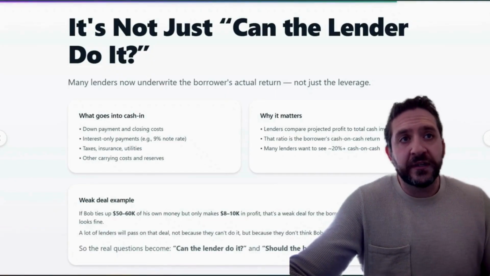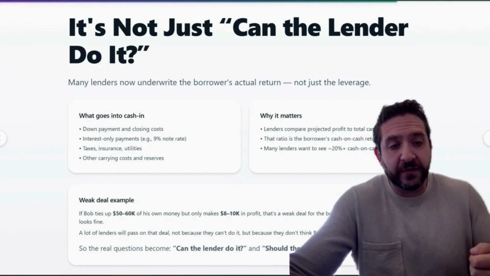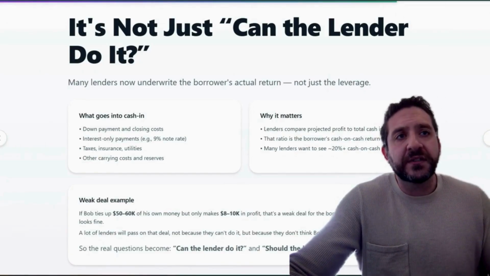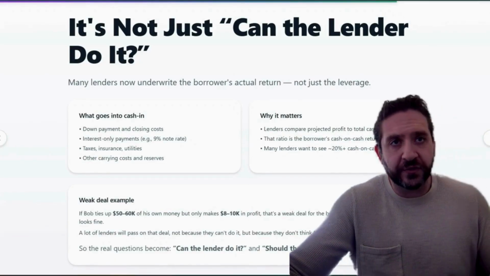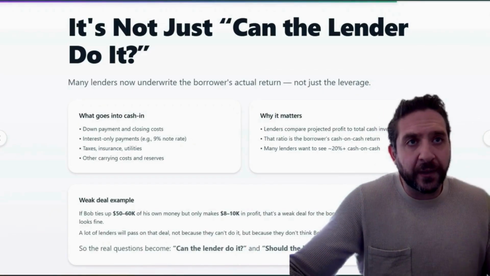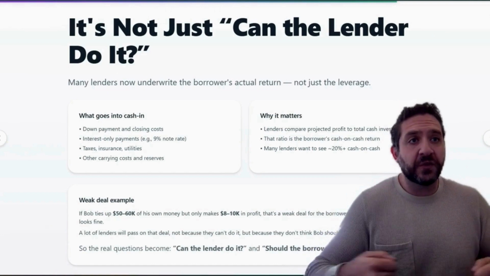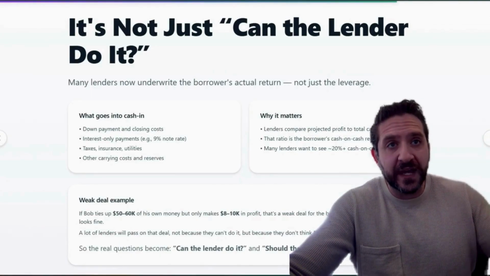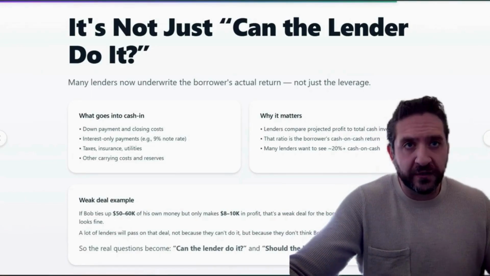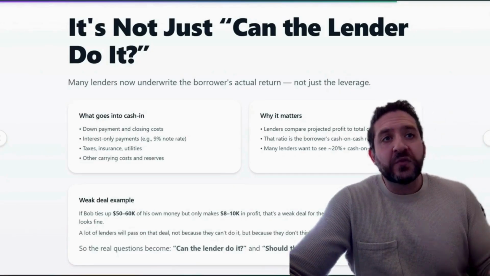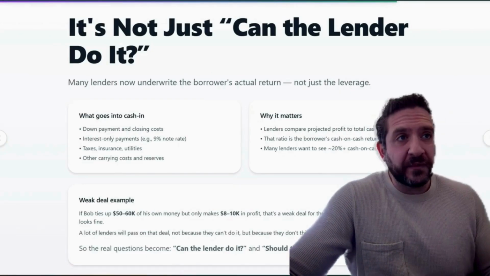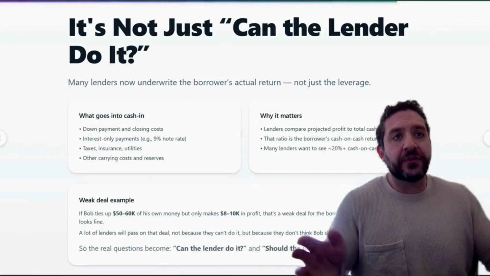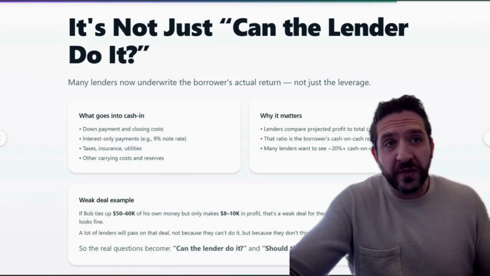How much profit did he make relative to the money that he put into the deal? A lot of lenders want to see something like a 20% cash on cash return for the borrower. So if Bob is tying up 50 or 60 grand of his own money, but the projected profit is $8,000 or $10,000, that's not a very strong deal. Many lenders won't fund a deal where the borrower's return is that weak, even if the leverage technically works. So it's not just can the lender do it, it's also should the borrower do it?